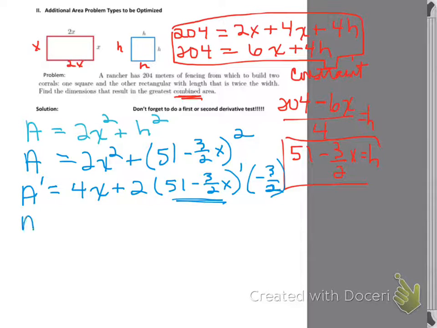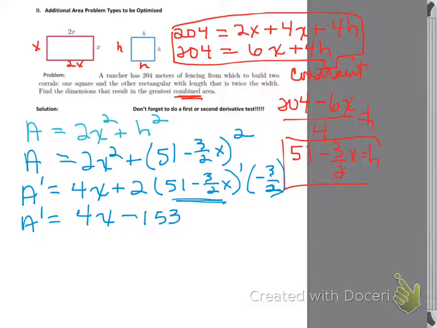So let's see. A prime is going to be, I still have the 4x, so I have 2 times 51, but then it's also times a negative 3 halves. So that's going to be a negative. The 2's will cancel. And what is 3 times 51? Well, that's 153. And do I have an x attached there? Let me think about that for a second. I don't believe I do. So I think I just have 153.